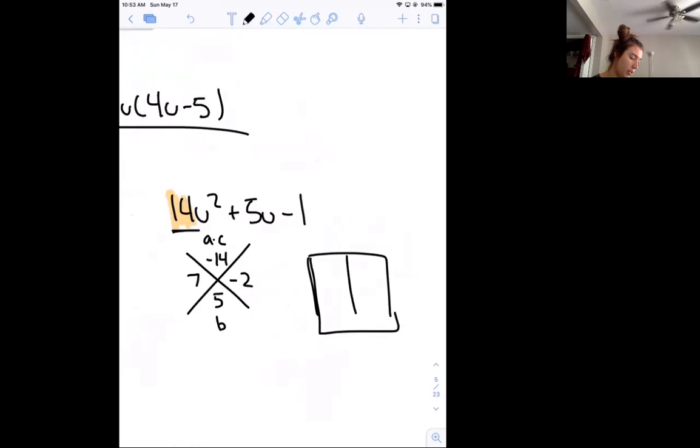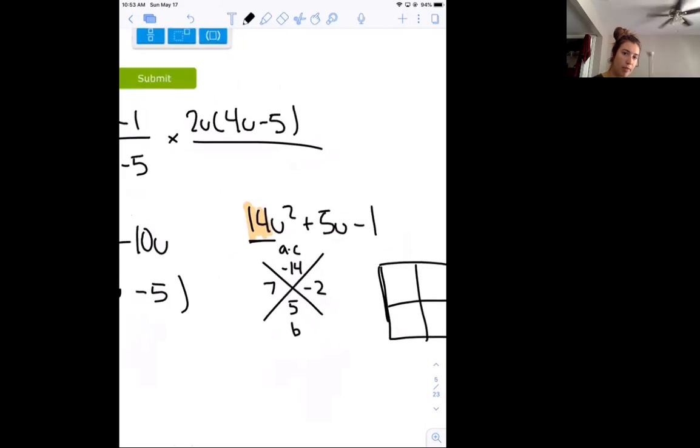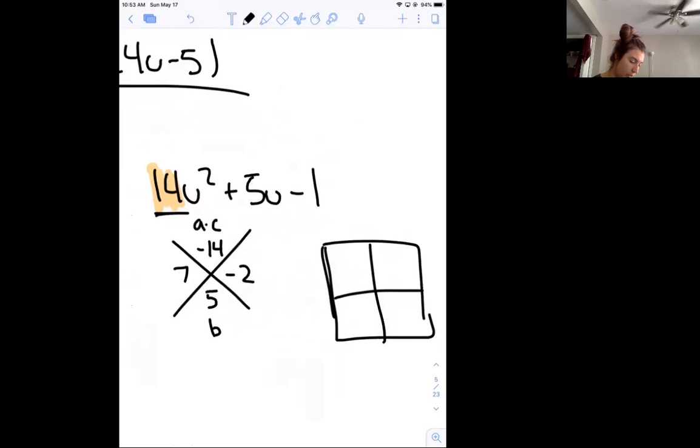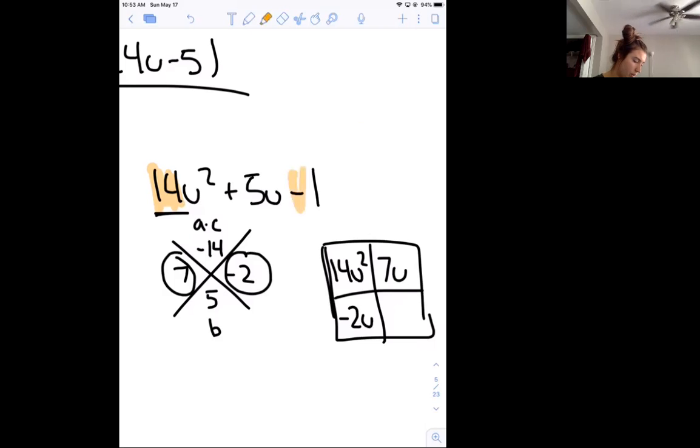Hopefully this is a refresher for everyone. So to fill in my box, I'm going to put my first term, the 14u squared, in the top left. My new terms, 7 and negative 2, go in my diagonals, so that's going to be 7u and negative 2u. And then my last term, my negative 1, goes in the bottom right box.